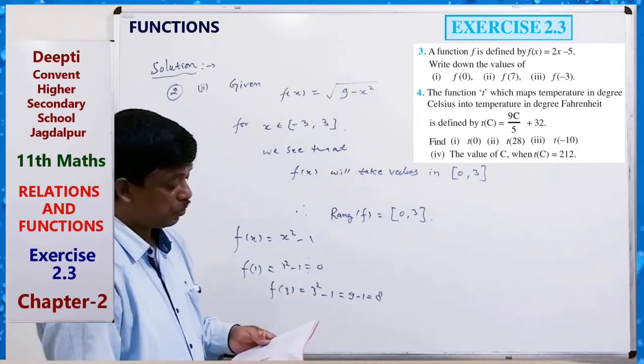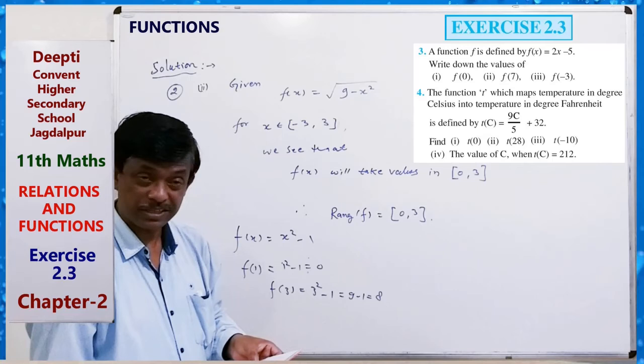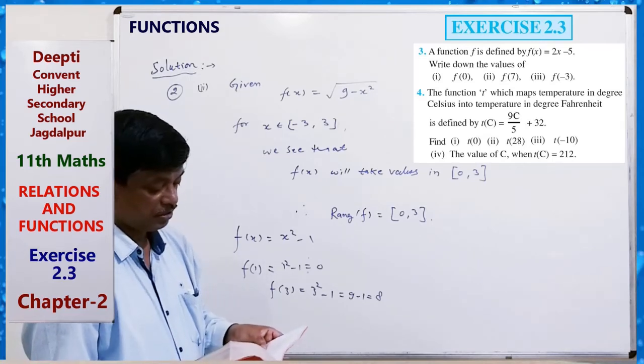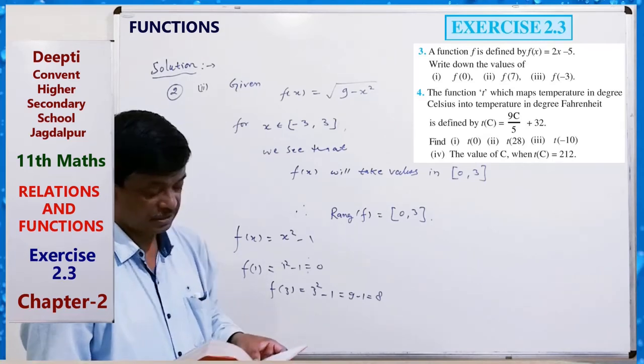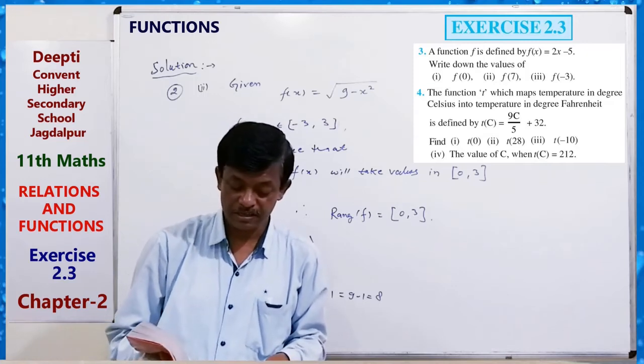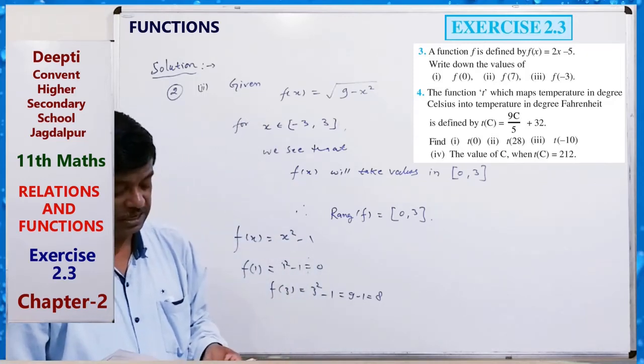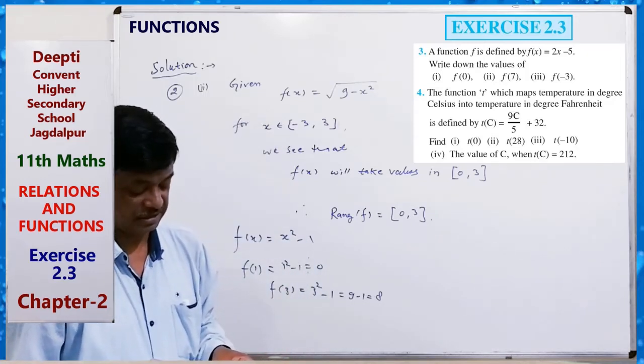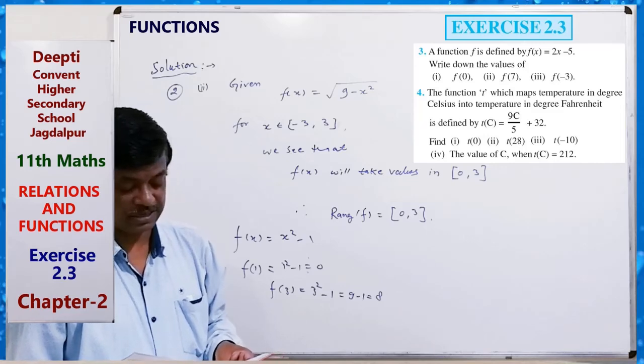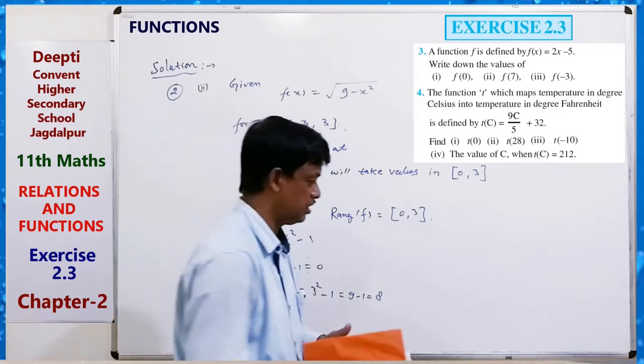Similarly, question 4. The function T, which maps the temperature in degrees Celsius into temperature in degrees Fahrenheit, is defined by T(C) equals 9C by 5 plus 30.